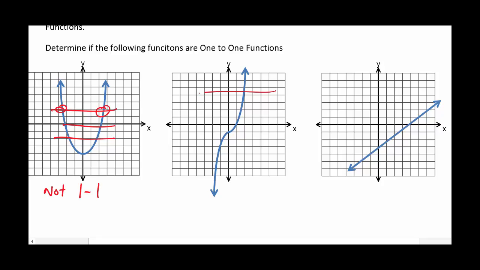Okay, next example, again, horizontal lines. And I can see no matter how I draw a horizontal line, it's going to only touch once. So this is in fact a one-to-one function. And our last case here, same logic, no matter how I draw a horizontal line, it's only going to cross once. So it is in fact a one-to-one function.